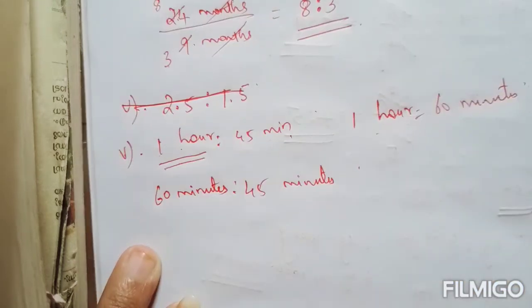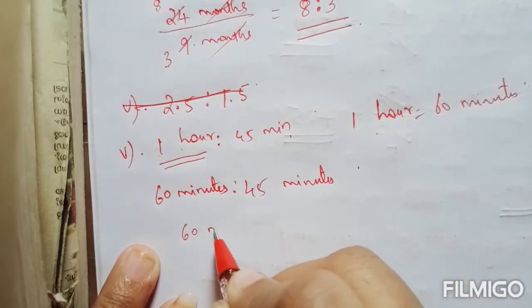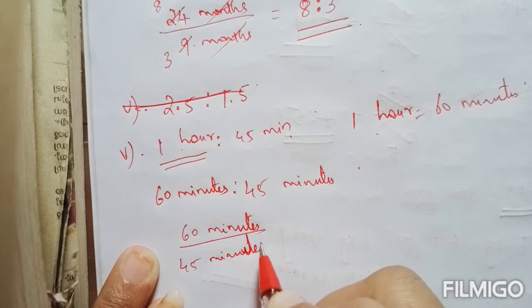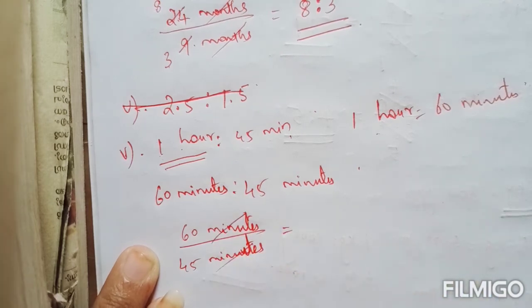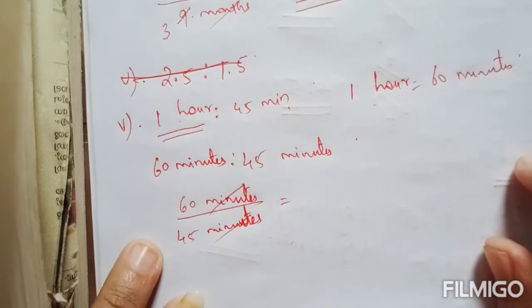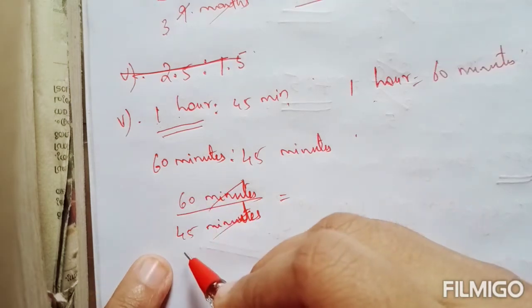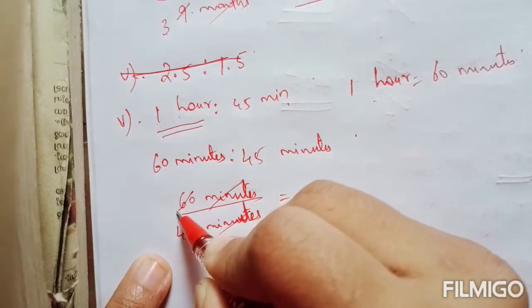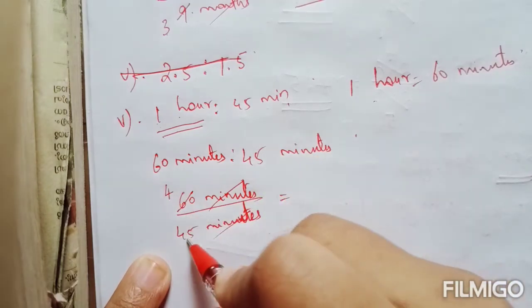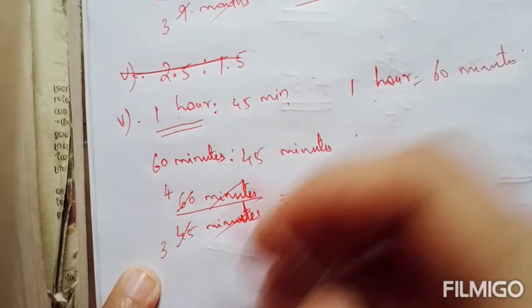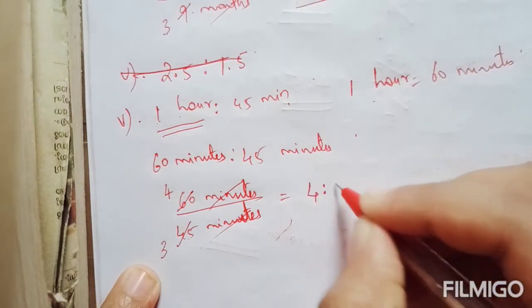Now in order to find the ratio, we can divide 60 minutes by 45 minutes. First term you have to divide by second term. So minutes we can cancel. 60 by 45, we can reduce it. Both will go in 15. 60 and 45 are divisible by 15. 60 divided by 15 is 4, 45 divided by 15 is 3. So 4 by 3 we got, that we can write as 4:3.